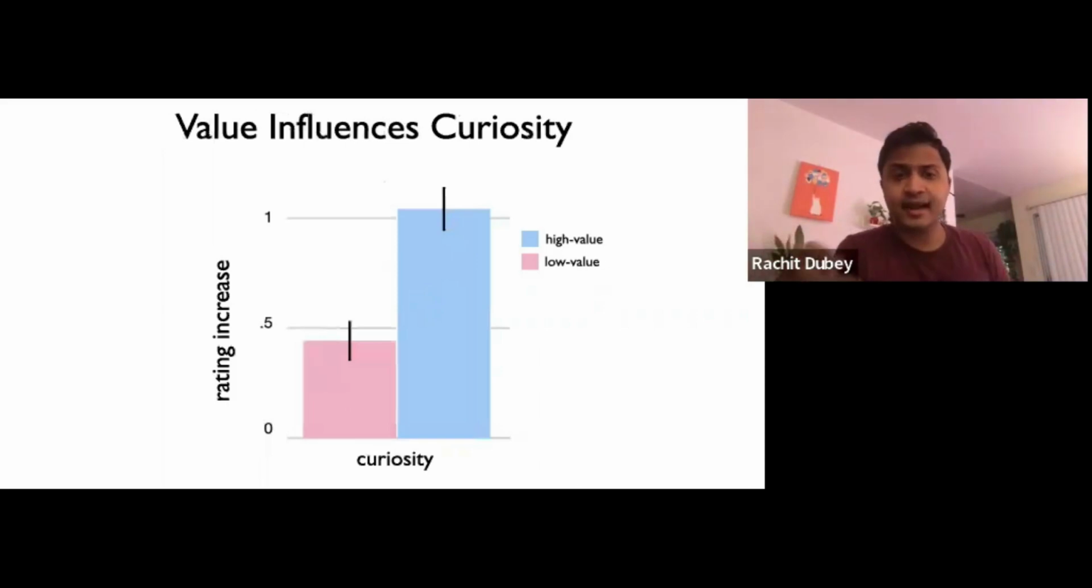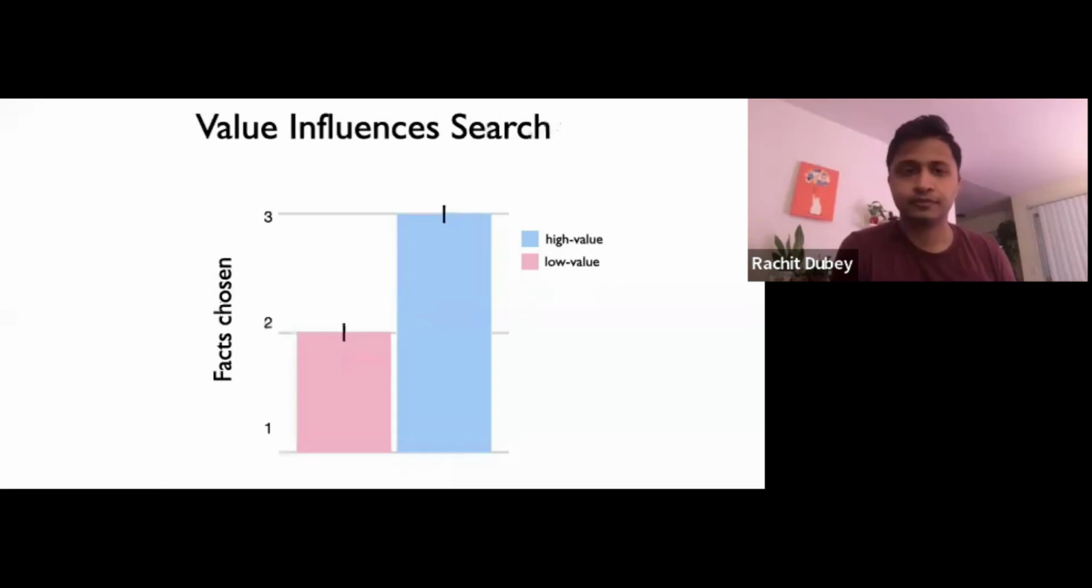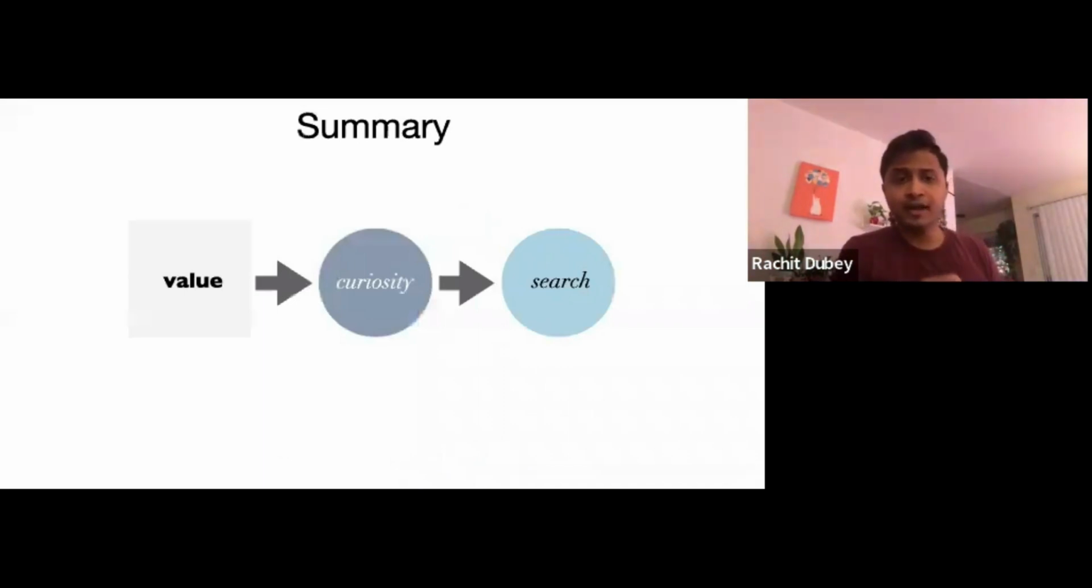And we next see that, as per our hypothesis, value does influence curiosity. That is, people are more curious about articles they perceive to be highly valuable to them. And furthermore, we see that subjects are more likely to reveal facts about high value stimuli compared to the low value stimuli. So to summarize, experiment 1 shows that manipulating perceived value influences curiosity, and this in turn also influences the information people choose to search or reveal.